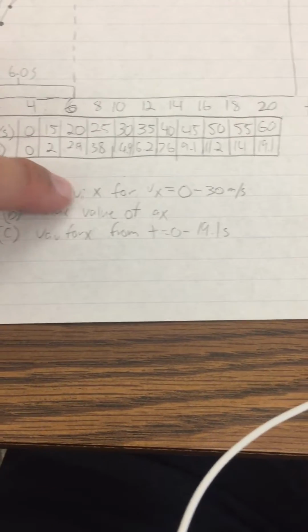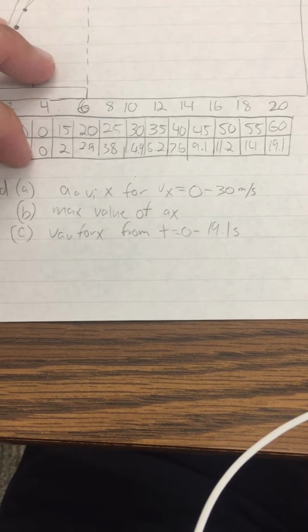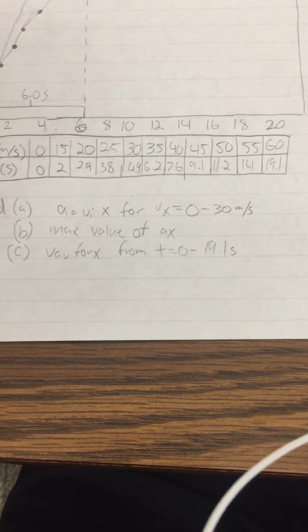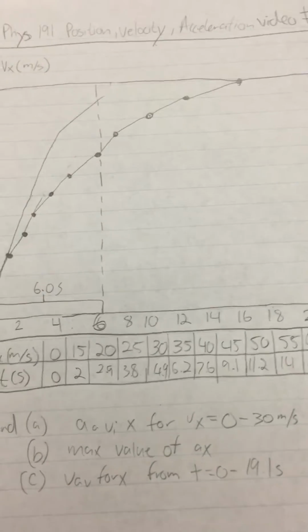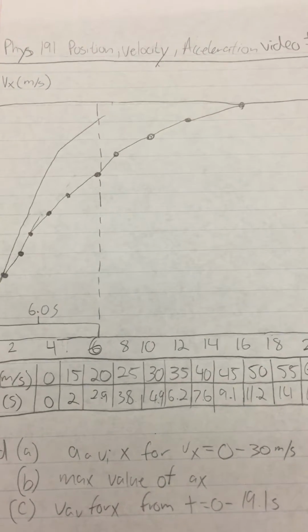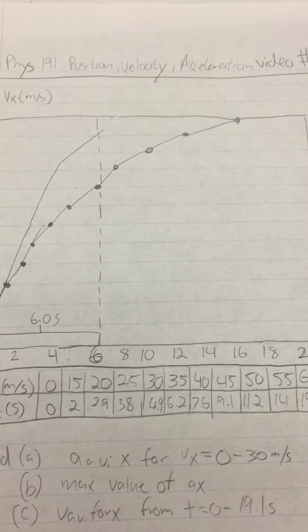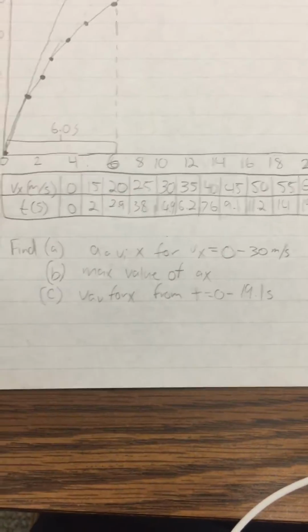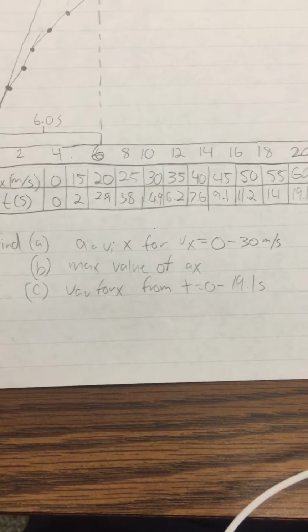So the average acceleration for Vx. In question A, we need to find the average acceleration. In question B, it's asking what is the maximum acceleration of the car. And in part C, we need to find the average velocity in the x direction from t equals 0 to 19.1 seconds.